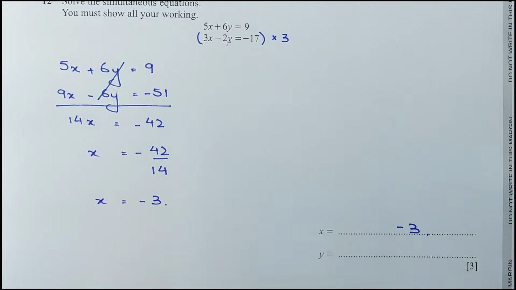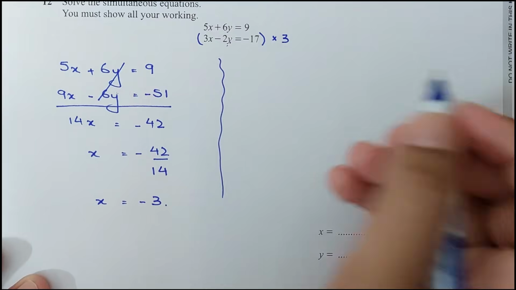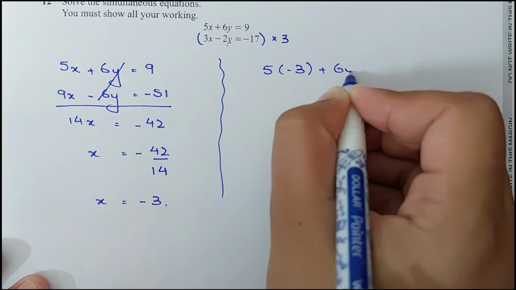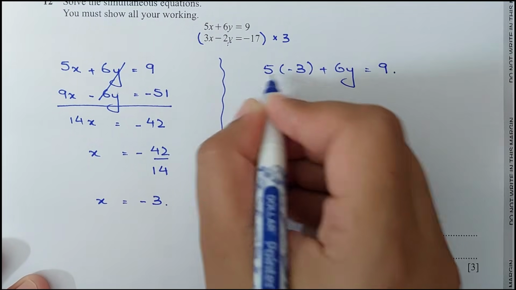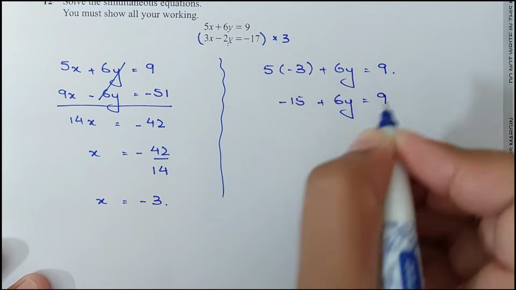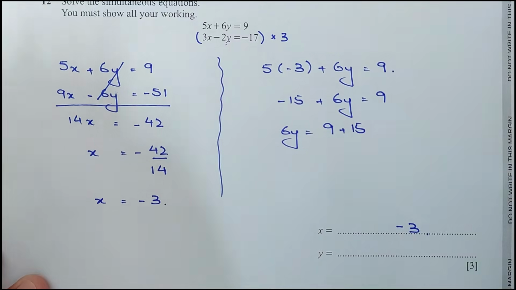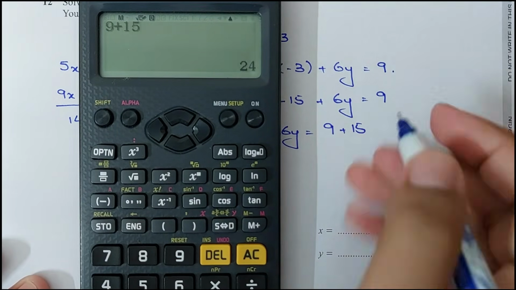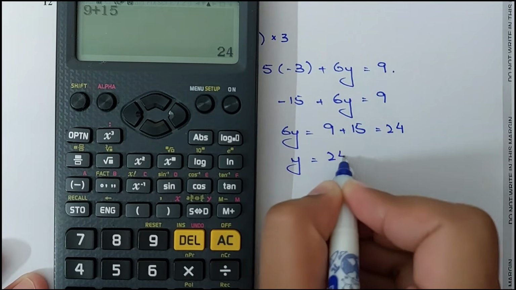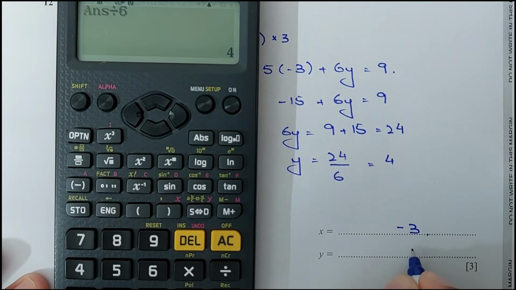Now substitute the x value into the first equation or the second equation to solve for y. Let me substitute into the first one. 5 times x, which is negative 3, plus 6y equals 9. 5 times 3 is 15, so negative 15 plus 6y equals 9. 6y equals 9 plus 15, which is 24. And y equals 24 divided by 6, which is 4. So the y value is 4.